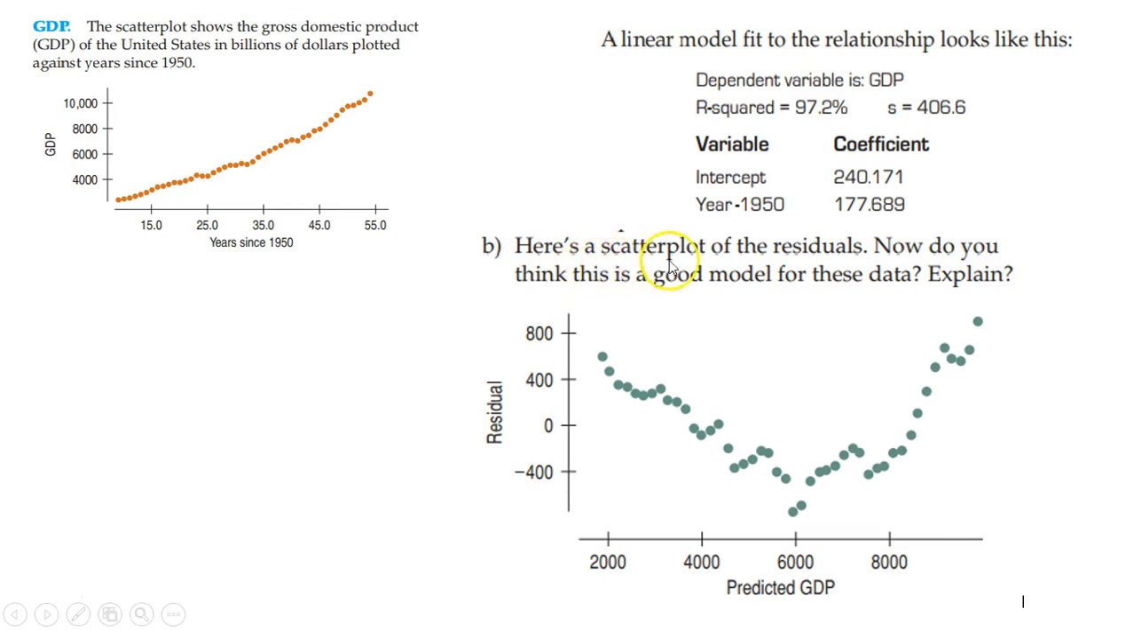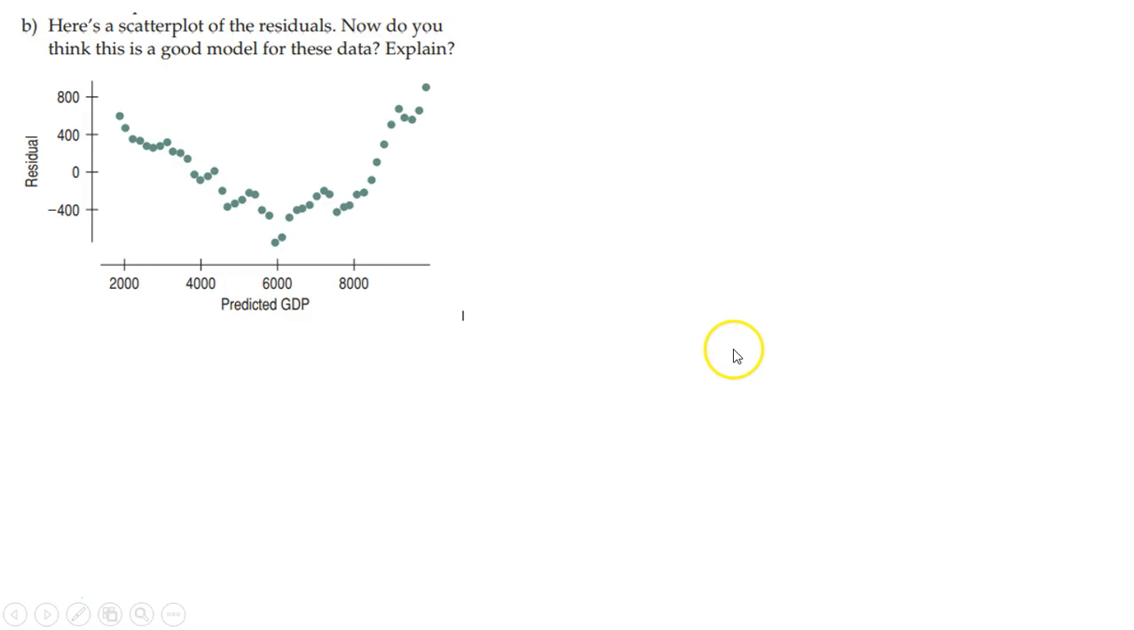Just so you understand here, here's a scatter plot of the residuals, right? And the point is, if you look at a scatter plot of the residuals, you can see why. Oh, right away, that's probably why it's not the best fit, because I'm noticing a pattern, right? So do you think it's a good model for it? Is what they're basically asking.